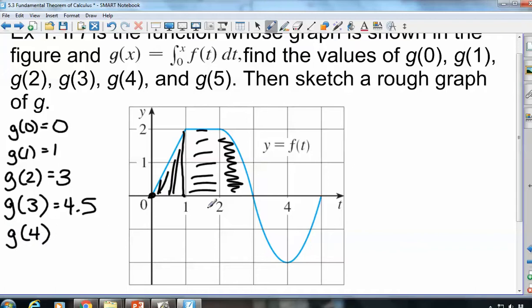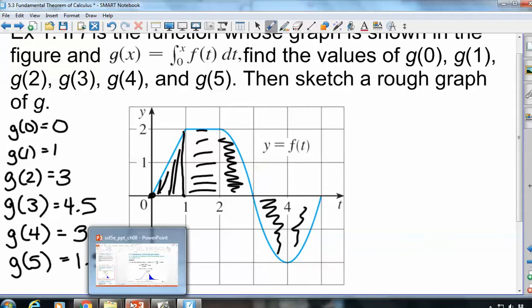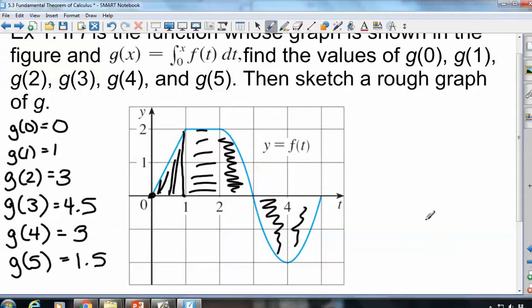G of 4, what's going to happen now? Right, this is a negative 1.5 approximately, so what's my area now? It's back to 3. It's like subtracting that amount off. G of 5, how much would I have to subtract off again there? It's another 1.5 off, so we end with a total area of 1.5 because areas above the x-axis are positive and below are negative.